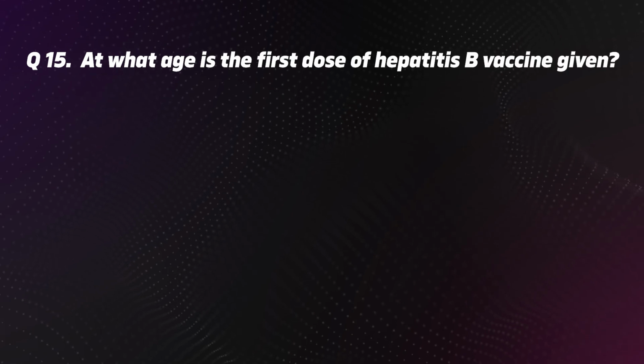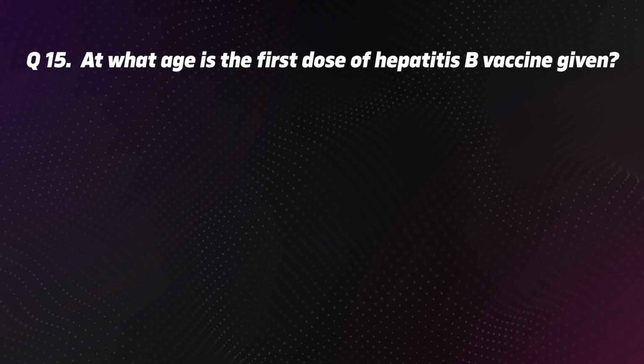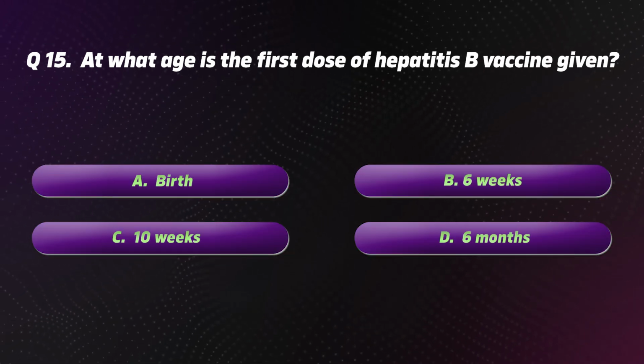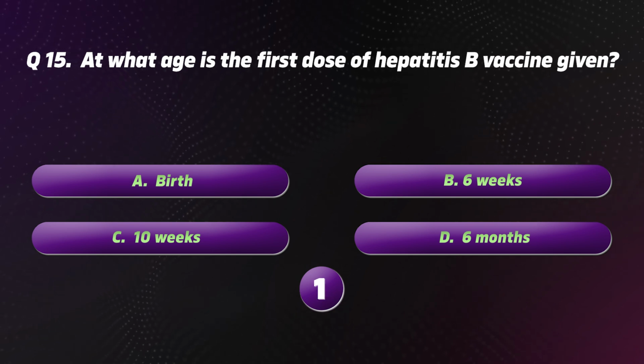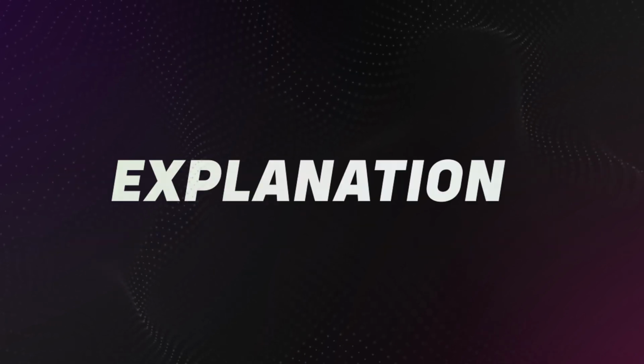Question 15. At what age is the first dose of hepatitis B vaccine given? Here are the options. A. Birth. B. 6 weeks. C. 10 weeks. D. 6 months. And the correct option is A. Birth. Here is the explanation.